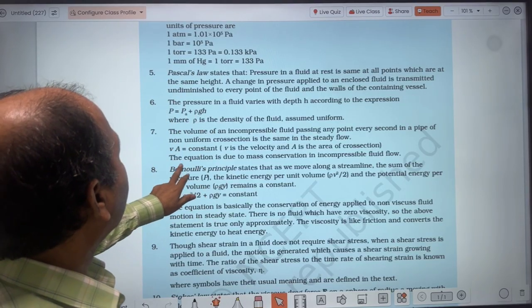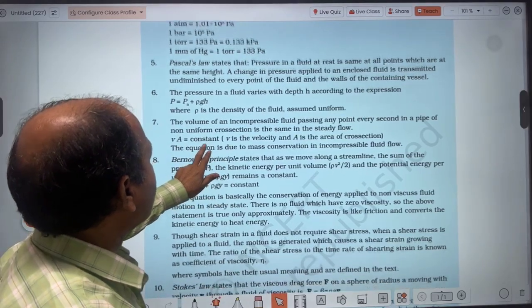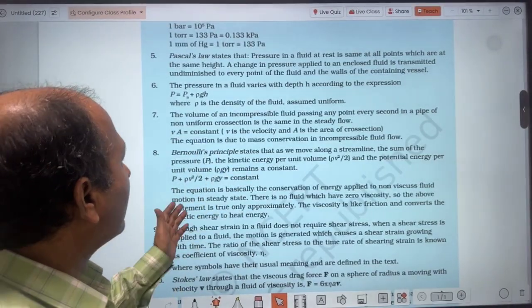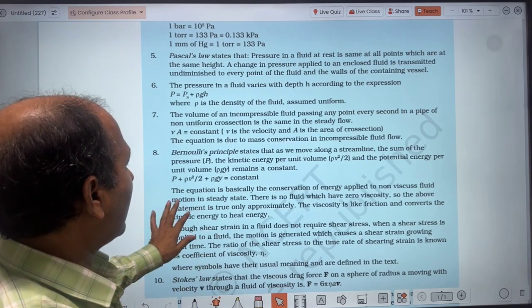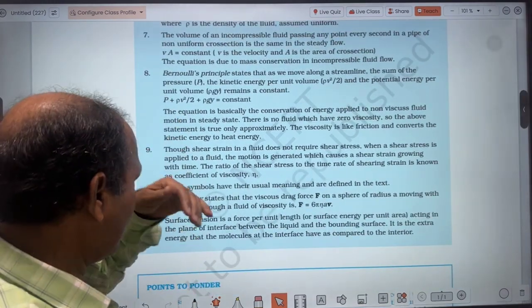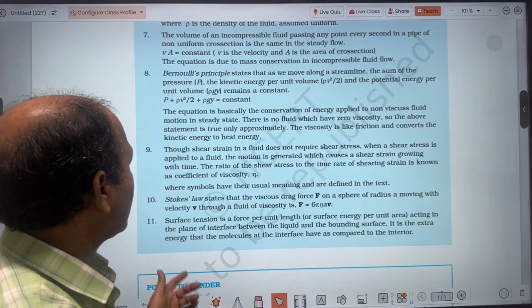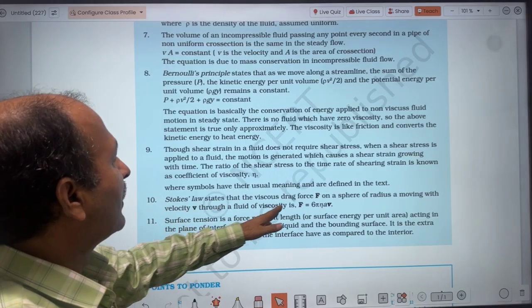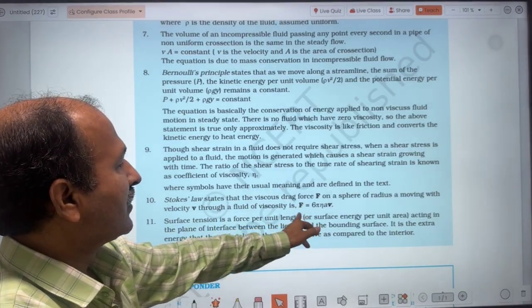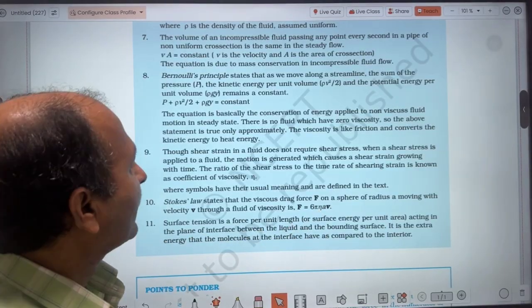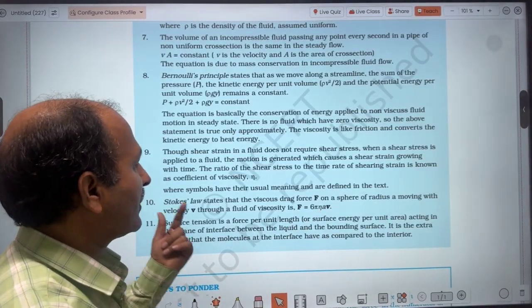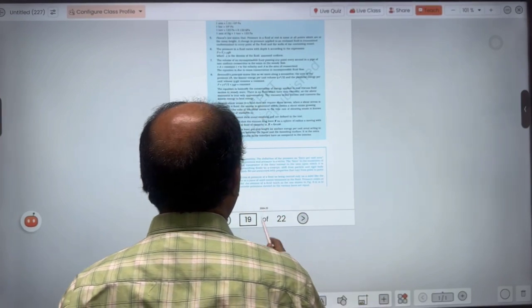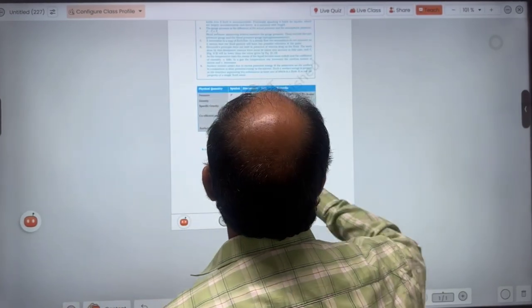Then there is another formula, the equation of continuity, which is based on mass conservation, AV equal to constant. Then comes Bernoulli's theorem, in which the sum of three energies remains constant. After that we studied the efflux velocity, that is root 2gh, and another was Stokes law, in which we found the viscous drag, which is equal to 6 pi eta r v, and after that we arrived at the terminal velocity, then surface tension and surface energy. So there are certain points to be considered by you, so you have to read them.